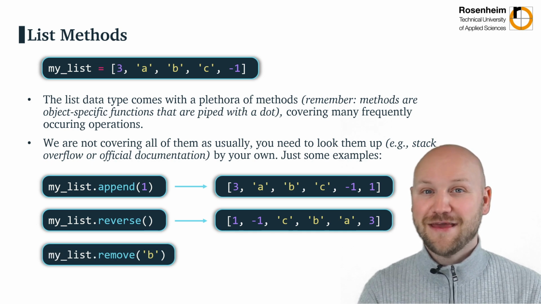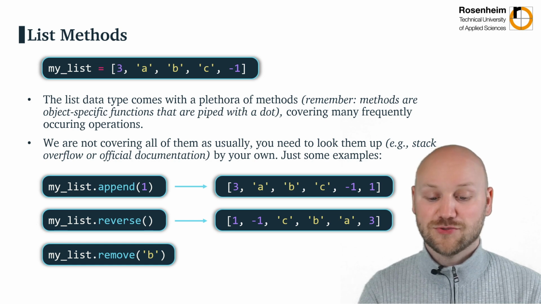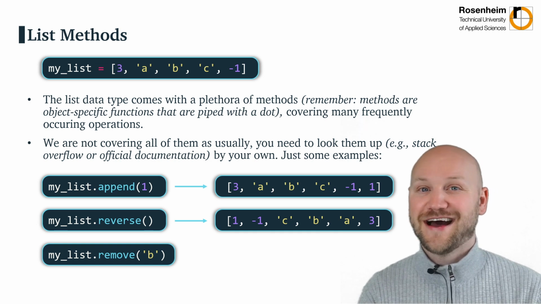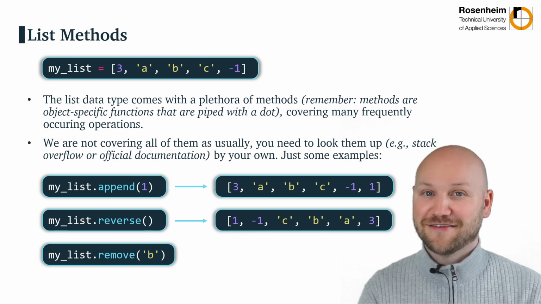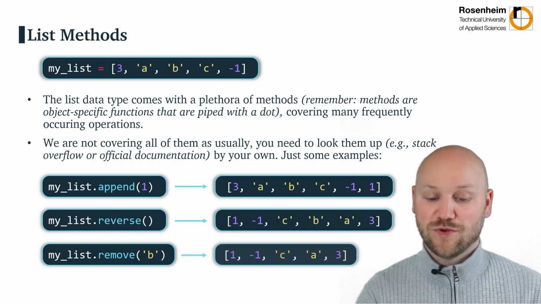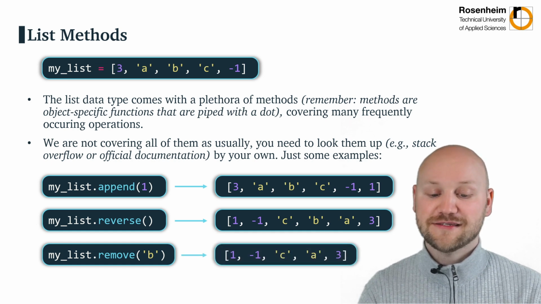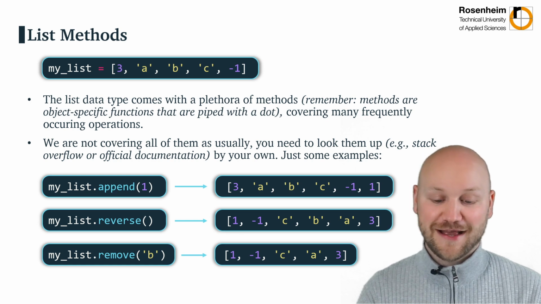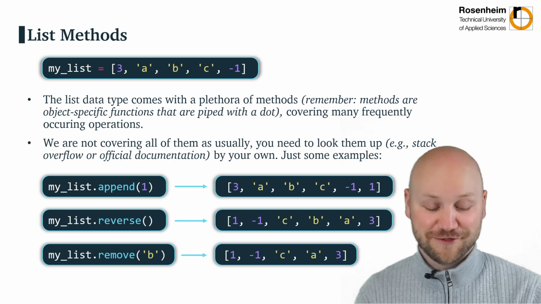Another example is remove B. We are naming the value that we want to remove from that list. We go through that list from left to right, and when the first item is matched, Python is going to delete that item. So we come up with the following list. It's still reversed. We still have the 1, but now the B is removed.